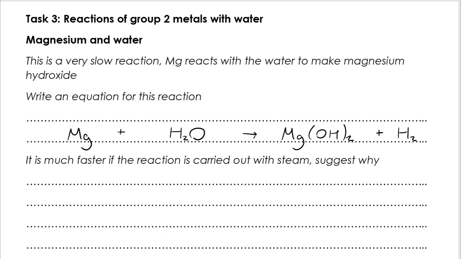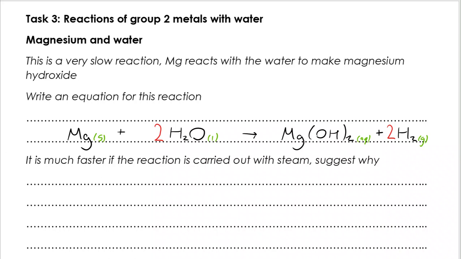So once we've done that, we need to balance it. So we need a 2H2O and a 2H2. And finally, we should be at the point that we're putting state symbols in. So magnesium a solid, H2O liquid. We've got the magnesium hydroxide is going to be aqueous, the bit that we make, and hydrogen is a gas.